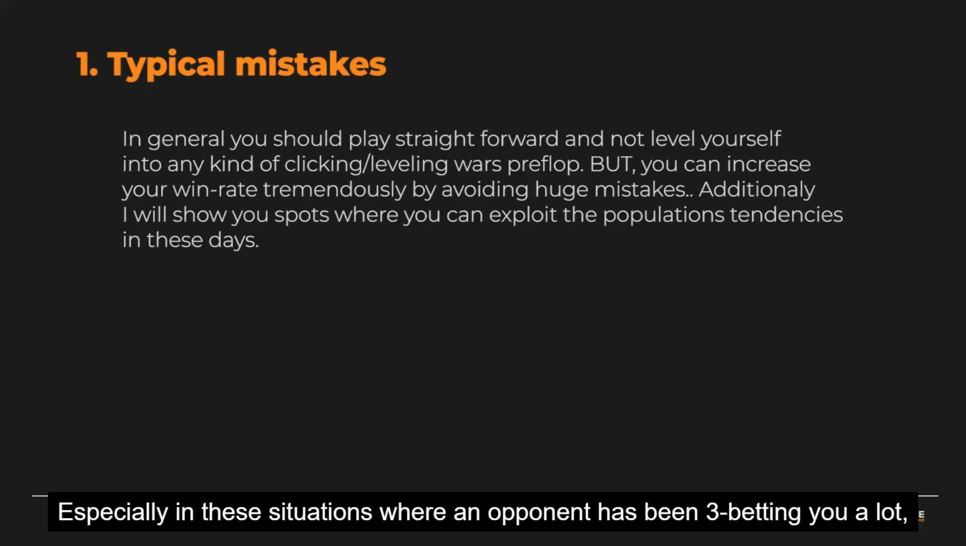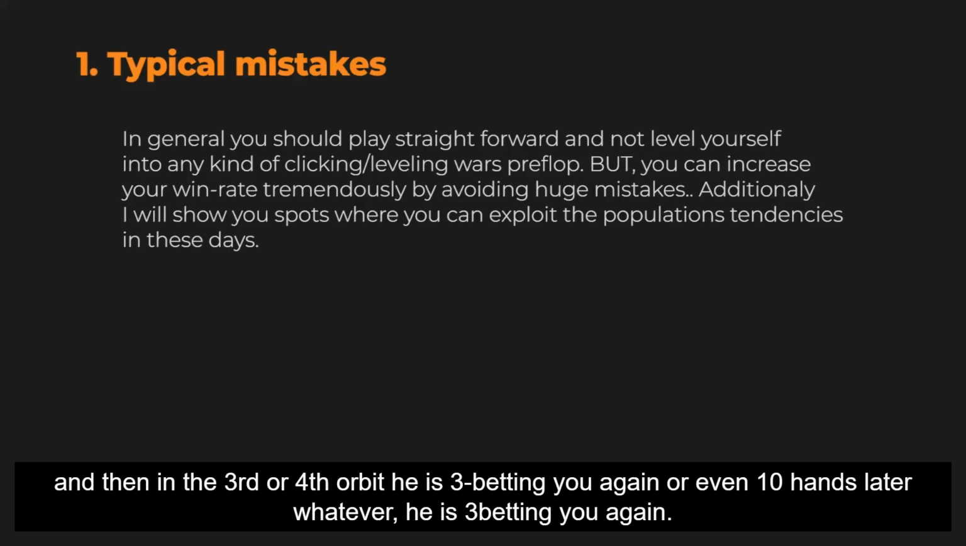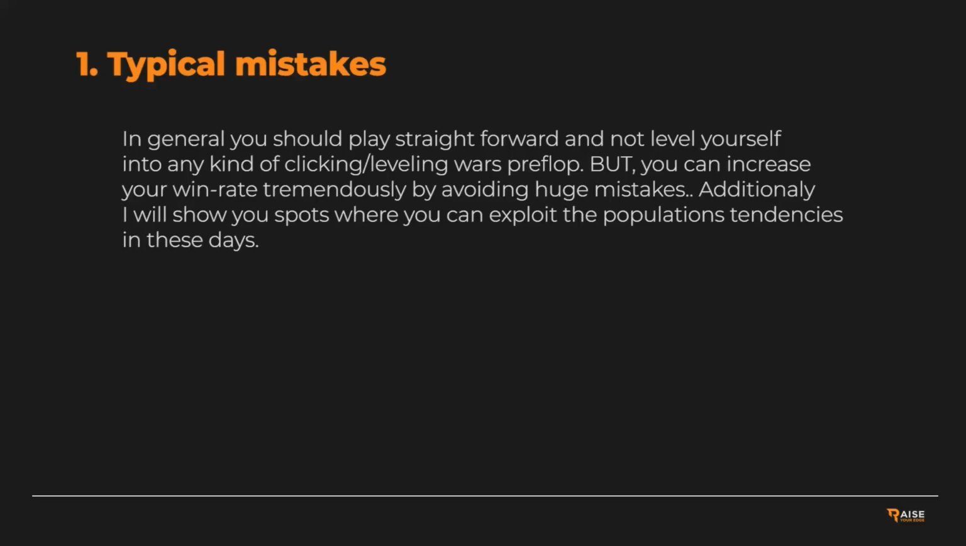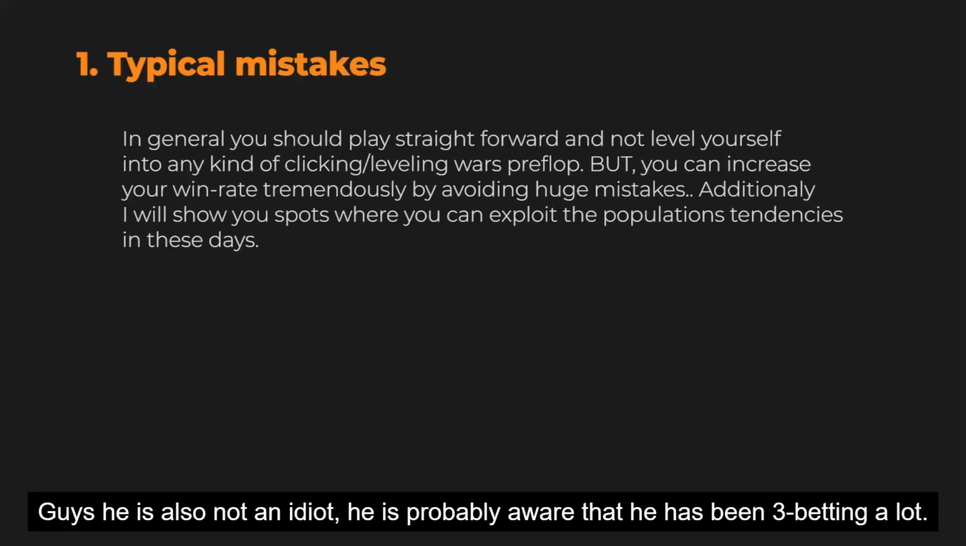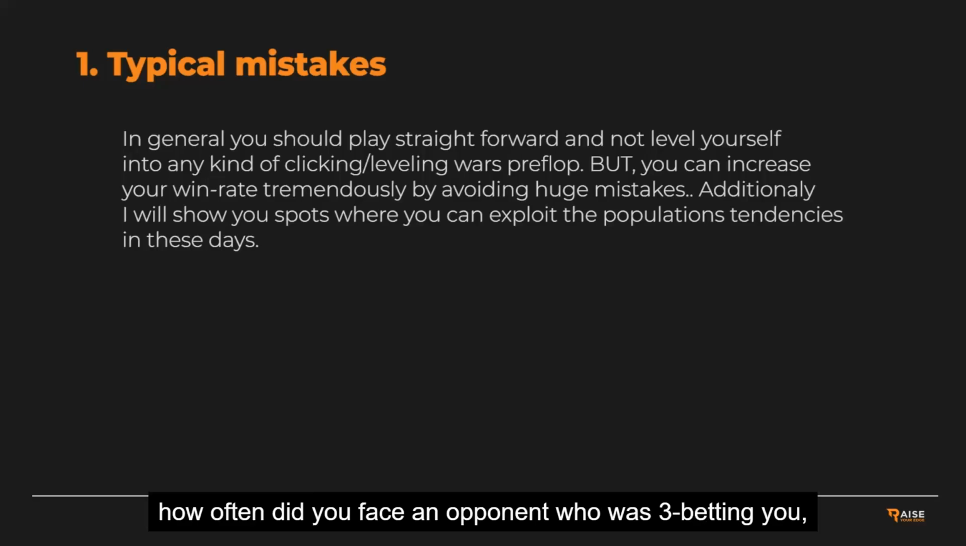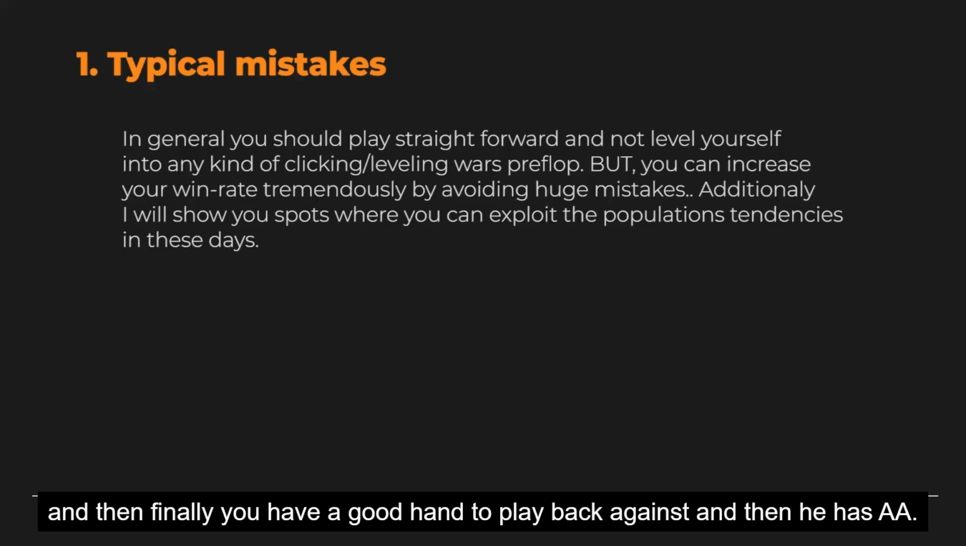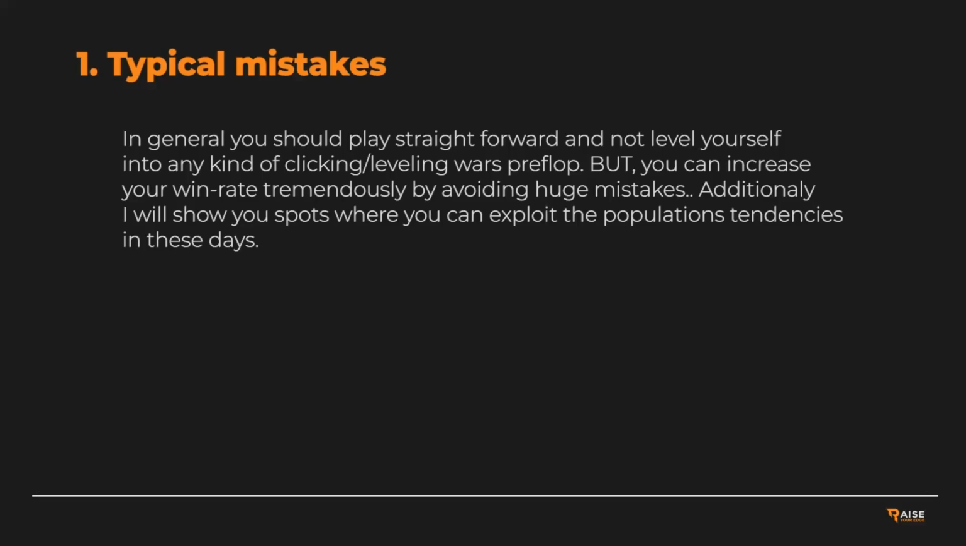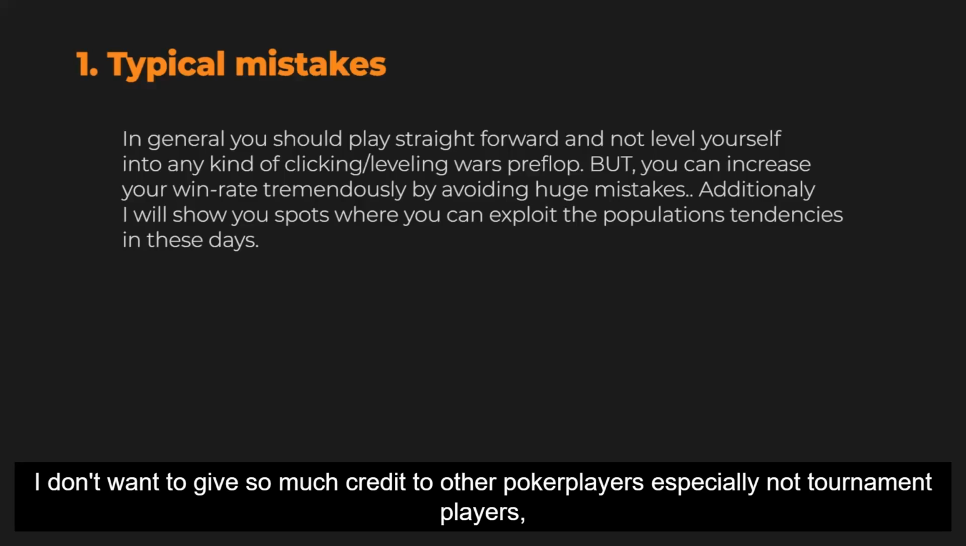Especially in situations where an opponent has been 3-betting you a lot, and then in the third or fourth orbit he's 3-betting you again, or even ten hands later, whatever, he's 3-betting you again. Guys, he's also not an idiot. He's probably aware that he has been 3-betting a lot. And let's face the truth: how often did you face an opponent who was 3-betting you, and then finally you have a good hand to play back against, and then he has aces? It's pretty often.